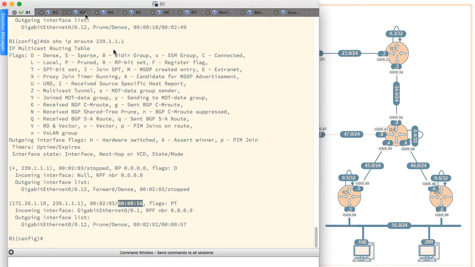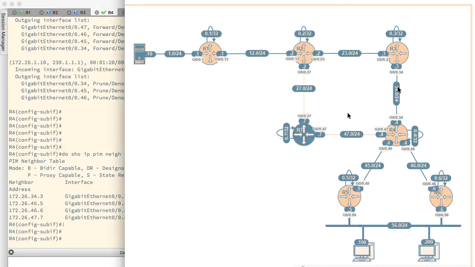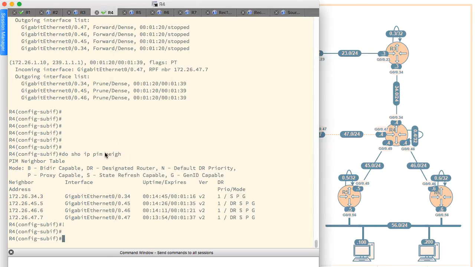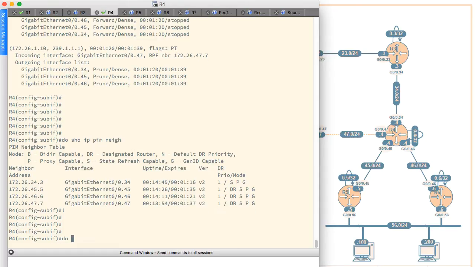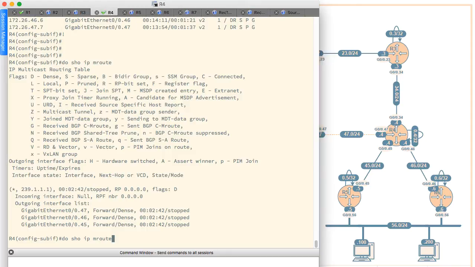Let's look at one of the middle hop routers. Let's look at R4, because R4 definitely has to be on the tree. Whether the traffic comes through R7 or R3, there's no way that R4 is not going to be on that tree. So let's do show ip mroute on R4, and actually do show ip mroute 239.1.1.1.